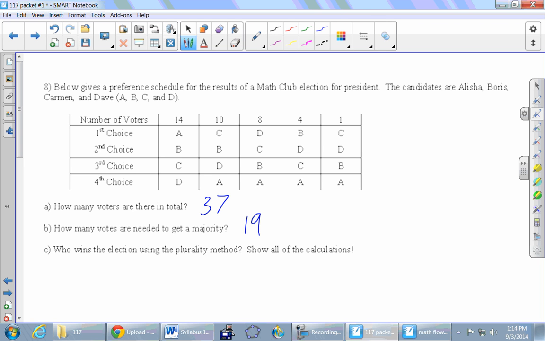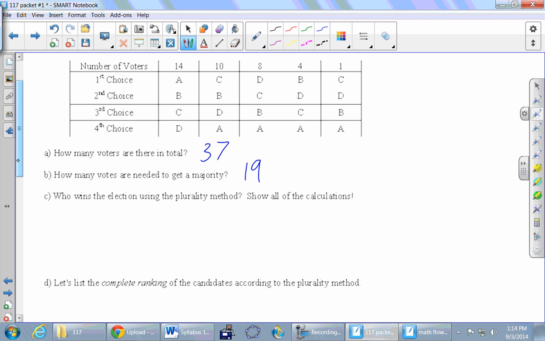We want to know who wins using the plurality method, and we're going to show all of the calculations. So, really common wrong way to answer this question. If we're looking at plurality, what's the only row that matters? Top row. Because plurality just means first place votes, and in fact, everything below that first row is useless as far as plurality goes. It's just first place votes. Now, don't look at the numbers in that very top row, but just looking here, which letter appears the most? C. So it is compelling to say, oh, C wins.